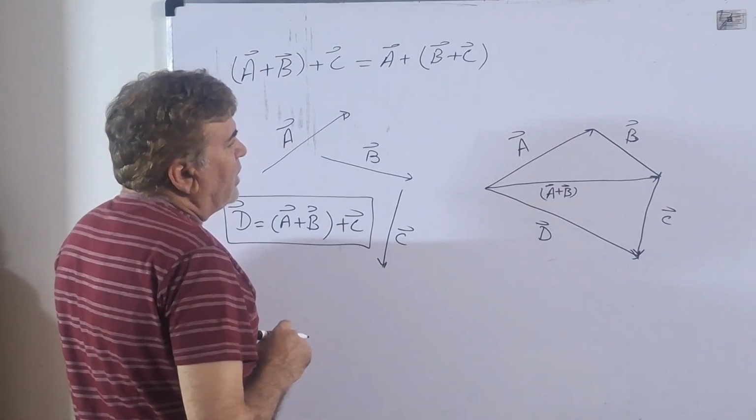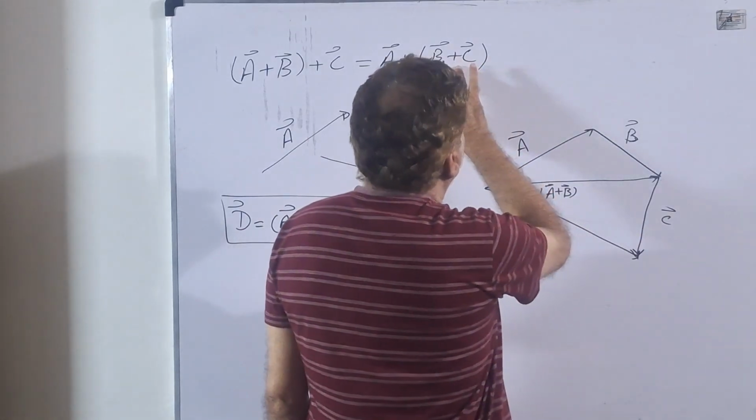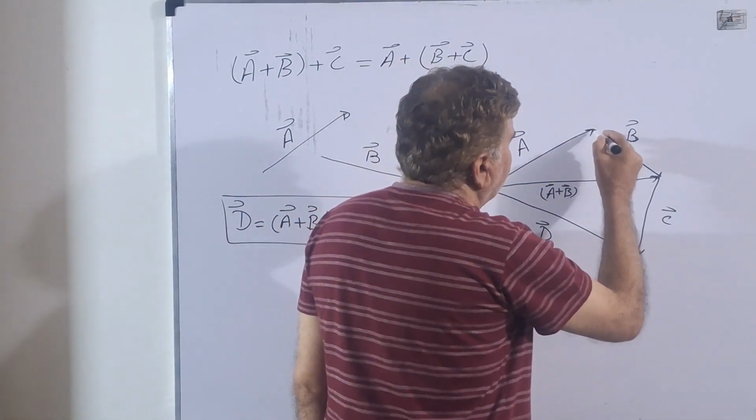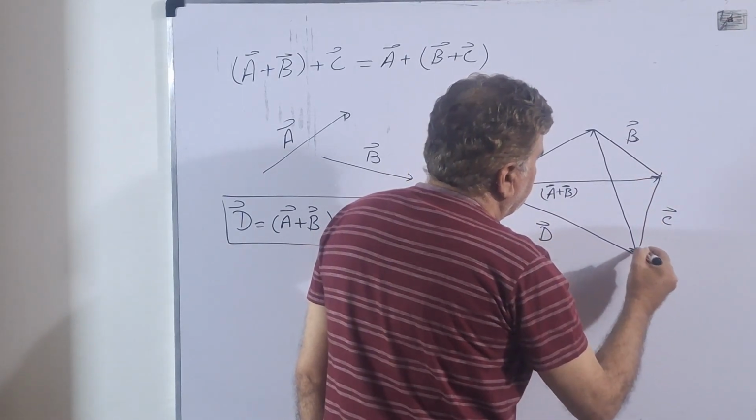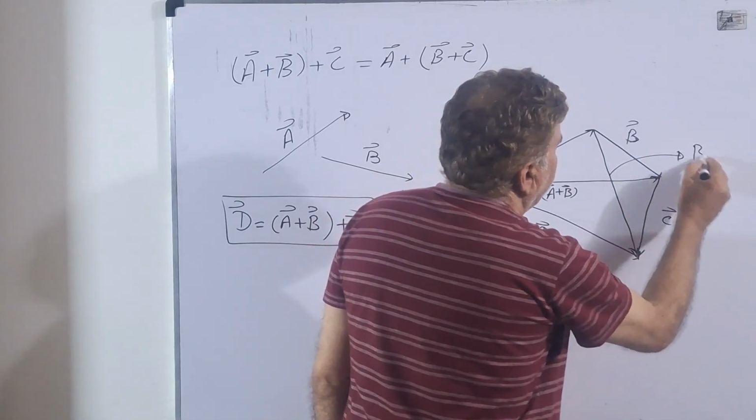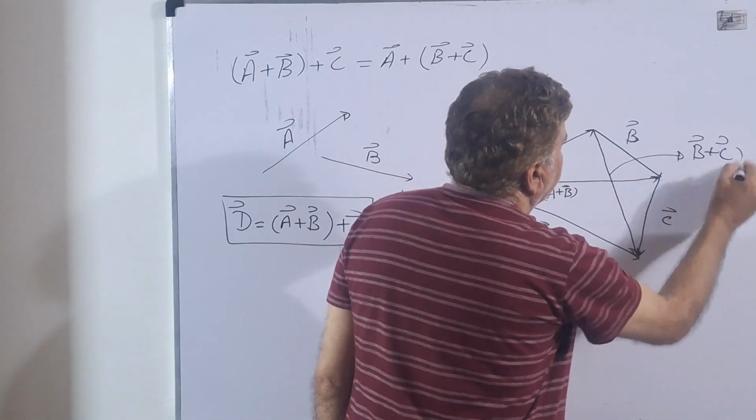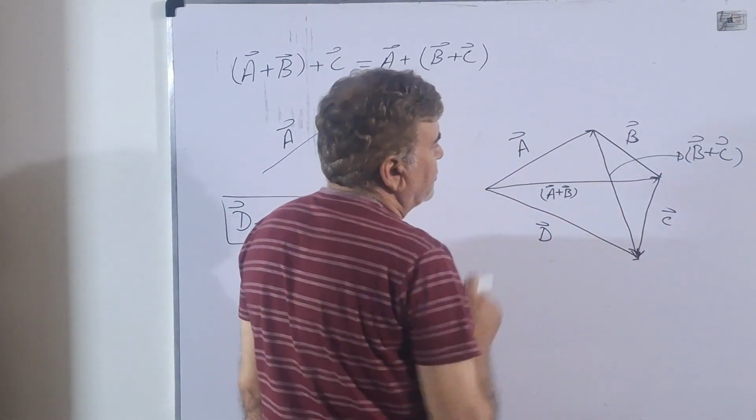Now I want to find the resultant vector of B and C, B plus C, and that I can do by joining the tail of vector B with the head of vector C. Then this vector is in fact equal to B plus C, right? This is the resultant of vectors B and C through the head to tail rule.